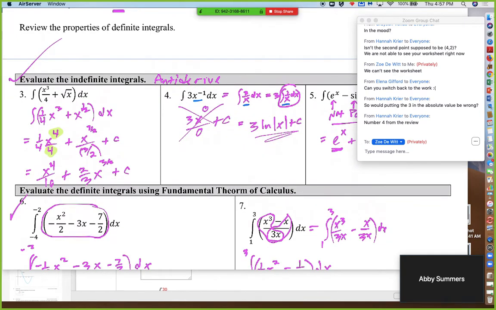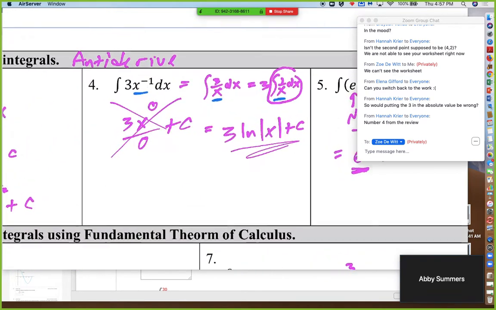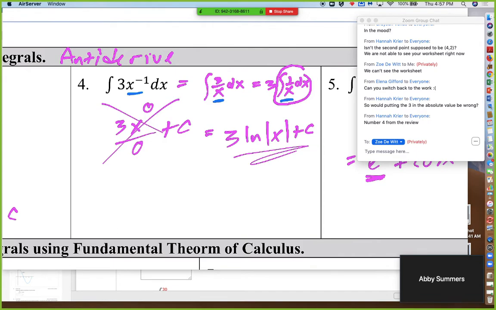Oh, yeah. So you're asking about what to do with this one? Number 4. Would putting the 3 in the absolute value be wrong? Oh, yeah, inside it. A 3 goes in front. You think of it as a constant that was part of the problem from the beginning, and you can always just pull it out front. So I did at the end. The antiderivative of 1 over x is ln of x plus c. And the times 3 was separate from that.